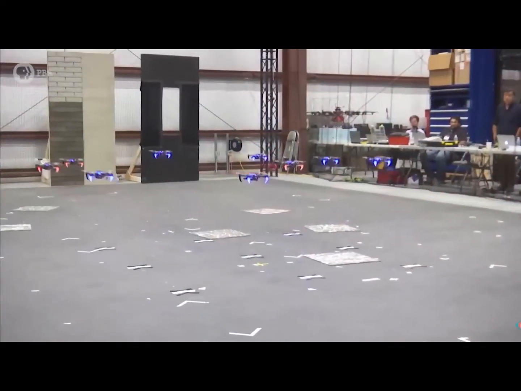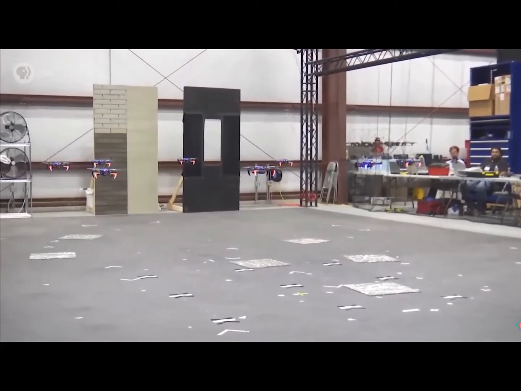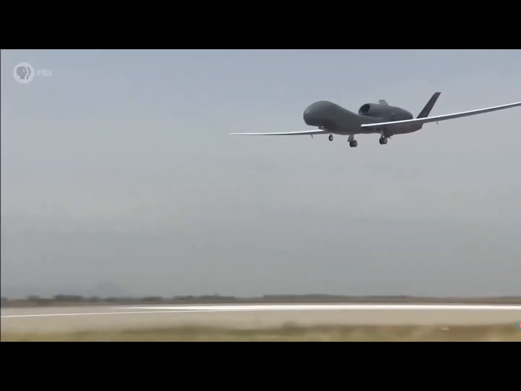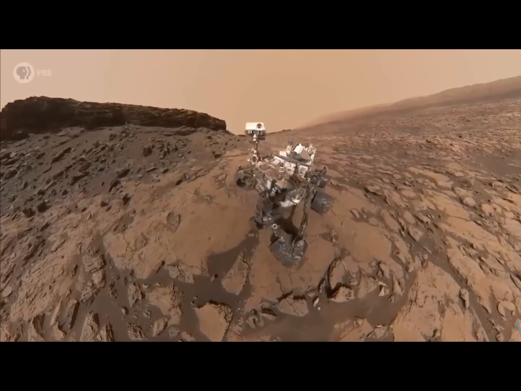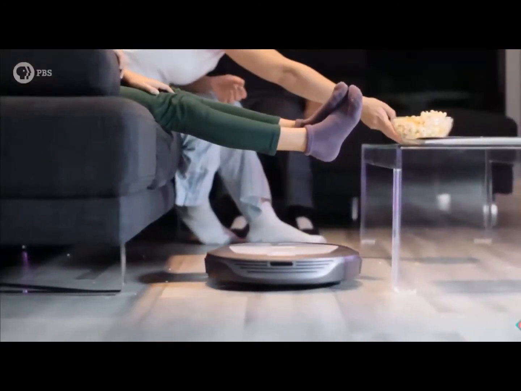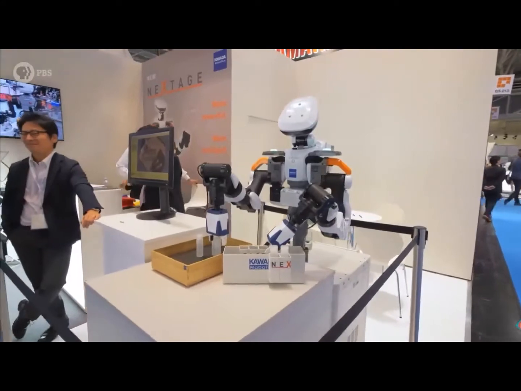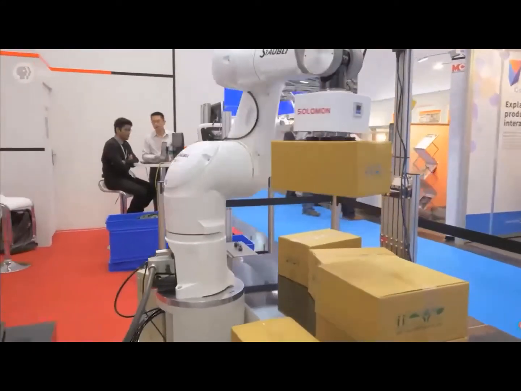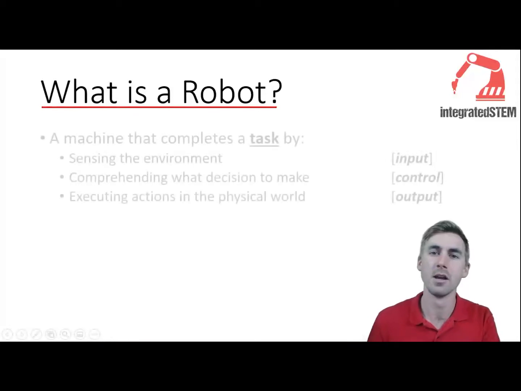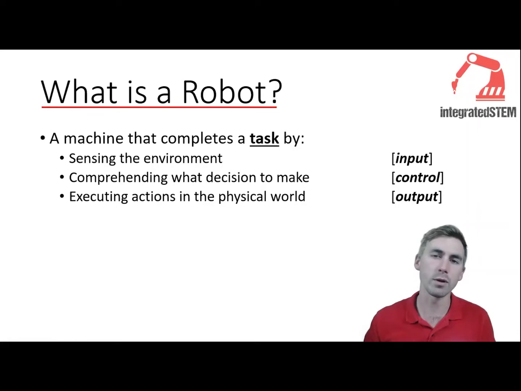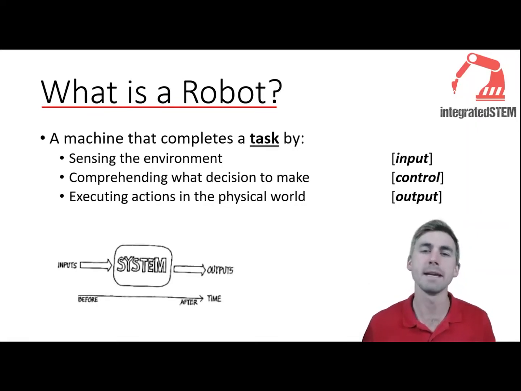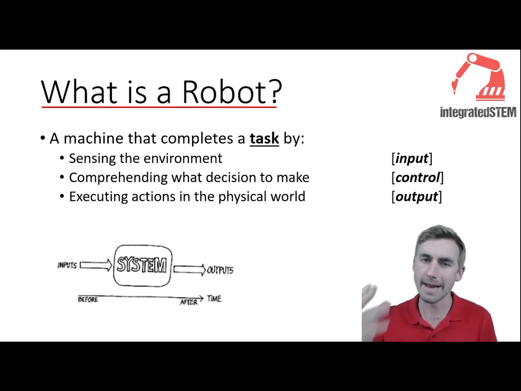Some of the most exciting AIs are robots that can move through the world with us, gathering data and taking actions. Robots can have wings to fly, fins to swim, wheels to drive, or legs to walk. And they can explore environments that humans can't even survive in. But unlike humans, who can do many different things, robots are built to perform specific tasks with different requirements for hardware and for learning. So a robot is a machine that completes a task by sensing the environment, comprehending what decision to make, and then executing actions in the physical world. And this is what we mean by input, control system, and output.